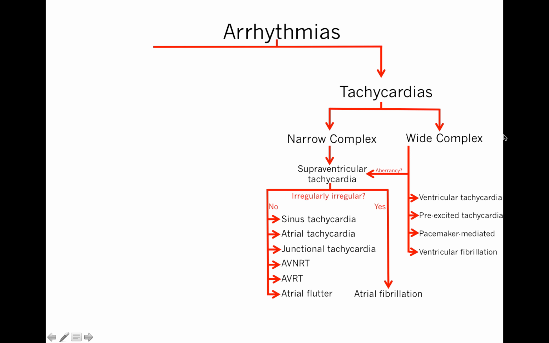Wide complex tachycardias can originate from the ventricles, hence the QRS is wide because the complex is being depolarized through muscle, not through the his Purkinje system. Or they're originating from the atria, but there's aberrancy within the his Purkinje system. For example, a left bundle branch block or a right bundle branch block. So wide complex tachycardia could be originating from the ventricles, or they could be supraventricular tachycardias with aberrant conduction.